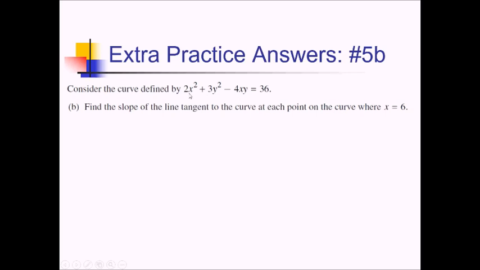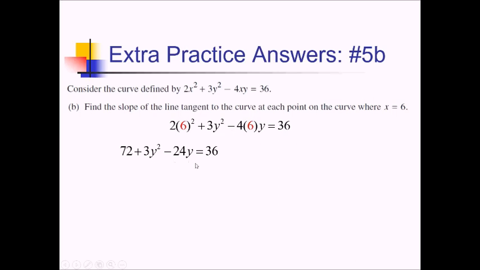Well, we go back to the original equation that relates x and y. So I'm just going to plug x equals 6 in for all the x values here, and then I can turn around and solve for y. So I've got 2 times 6 squared plus 3y squared minus 4 times 6y equals 36. And then cleaning this up a little bit, we're going to have 72 plus 3y squared minus 24y equals 36. And we can clean it up a little bit more.